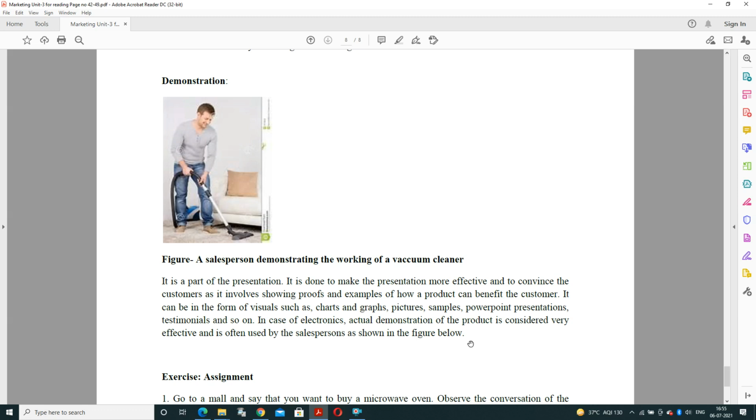And in case of electronics, actual demonstration of the product is considered very effective and is often used by salespersons, as shown in the figure. So it is all about your session 1 and session 2. In session 1 we have covered what is a prospect, what is the concept of prospecting, what are the features of a good prospect. After prospecting, how to plan the presentation. After planning, how to present the presentation and how to give the demonstration. So in this session we have covered this much part of the sales process.